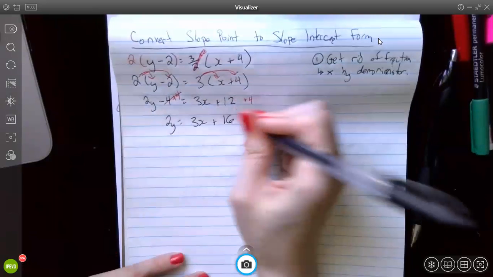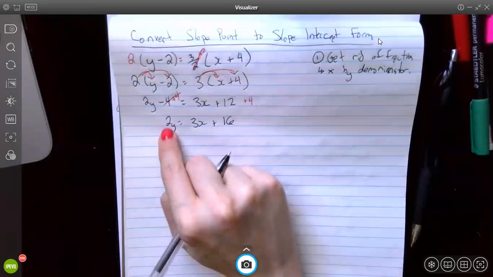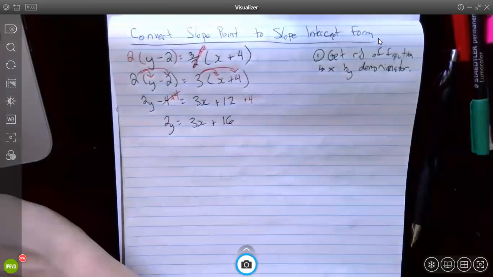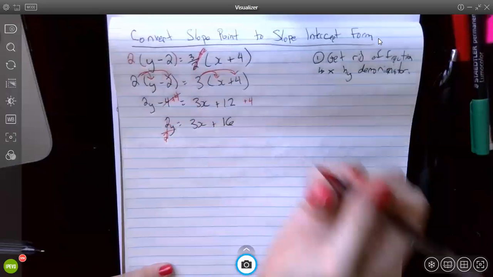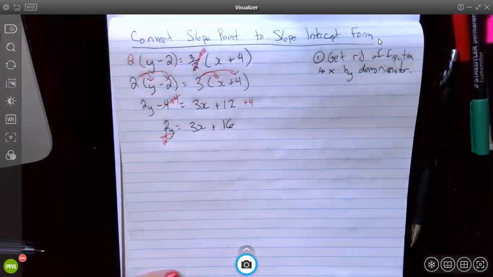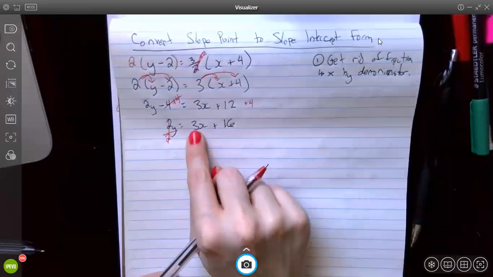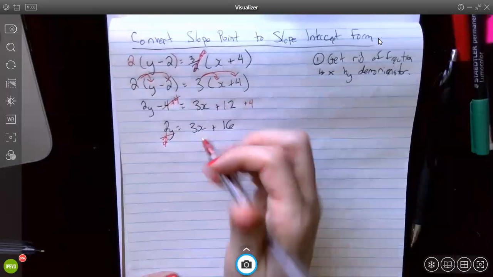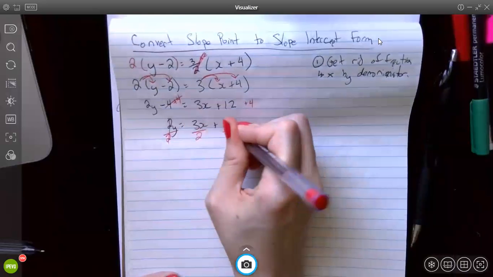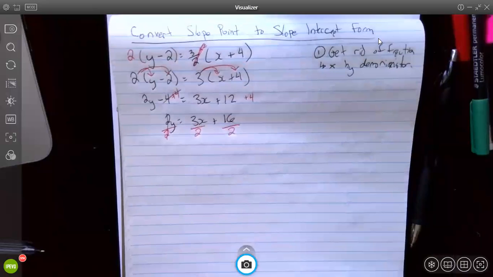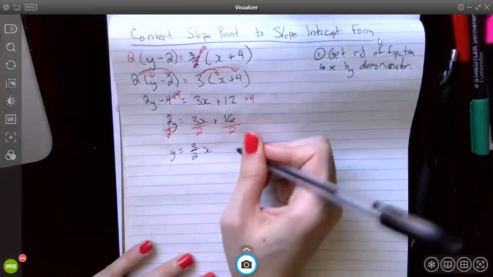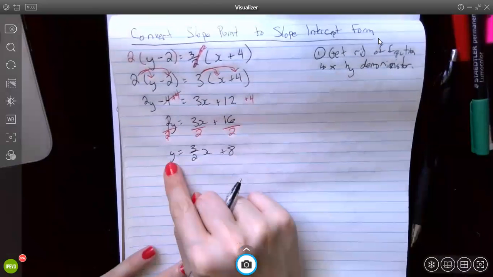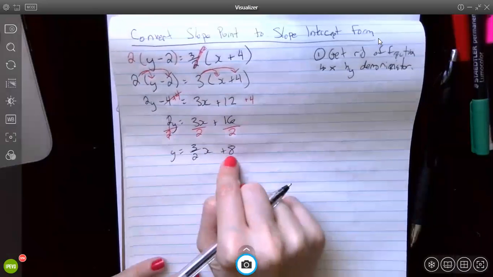16. And then my last step is to totally isolate that y, which means get the 2 away from it. Because right now it is 2 times y, I need to divide by 2 to get it away from the y. When I do that, I have to divide both of these terms by 2. So divide by 2 and divide by 2. That leaves me with y equals 3/2x plus 8. And now it is in y equals mx plus b form.